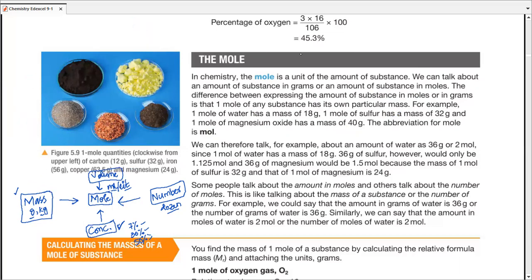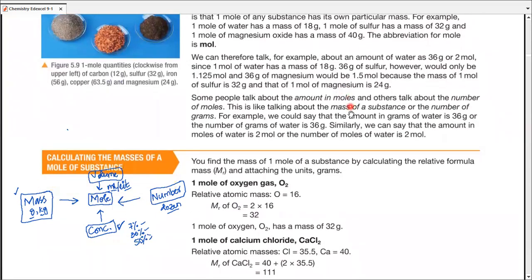I'm going to leave out a few parts that we don't require up ahead. So we can talk, for example, of an amount of water as 36 grams or 2 moles, since 1 mole of water has 18 grams of mass. The same goes for sulfur. We can go for a higher mass or a lower mass, and the quantity in moles will obviously change. 1 mole is equal to 32 grams, so 1.5 moles will obviously be more than that, 48 grams. That's not written over here, but since I can calculate it, that's why I'm telling you.